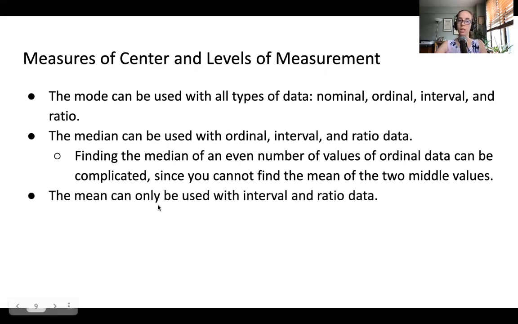Finally, the mean can only be used with interval and ratio data. The variable needs to be numeric in order to use the mean.